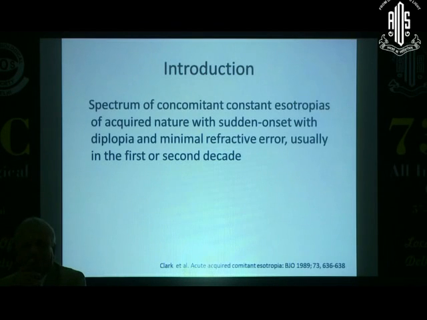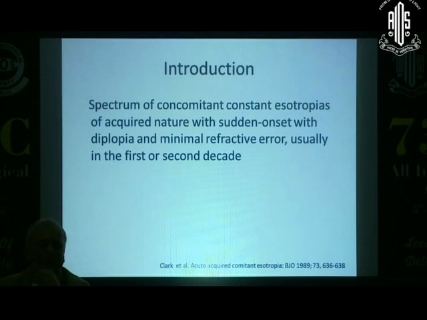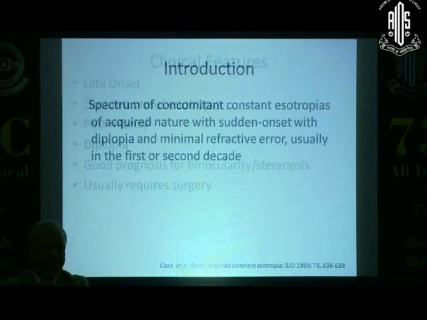So, acute comitant esotropias are acquired in nature with sudden onset diplopia, minimal refractive error, and usually in the first, second decade, or may even be a little later. So it's important that they are acquired in nature, or at least the patient presents to you at an older age group. They're sudden, and there is diplopia. In most esotropias which present to us much earlier, usually in infancy or in the first or second year of life, the child doesn't at all complain of diplopia. So you know the patient complaining of diplopia means he's acquired it recently.